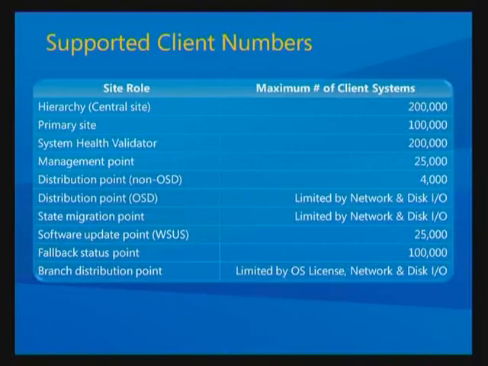State migration point, again, it's a storage location for state migration information. So it's, again, disk and network information. And fallback status point, up to 100,000 for a site.